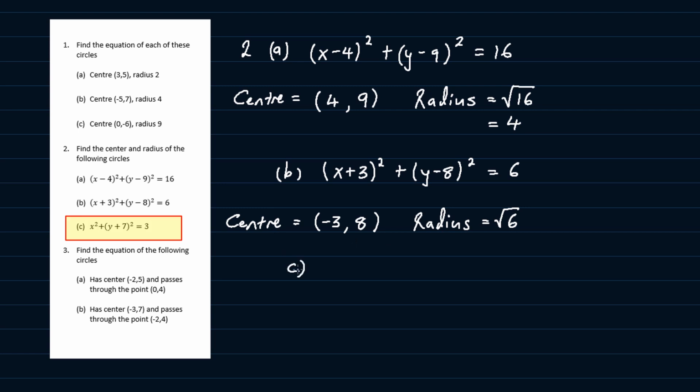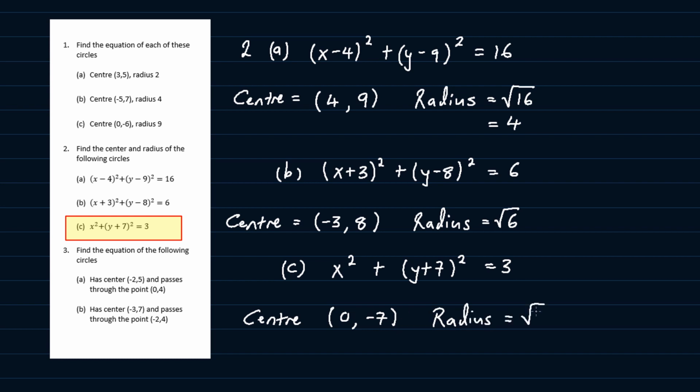Then on part C, we have x squared plus y plus 7 squared is equal to 3. So here, the x coordinate for the center is actually 0, and here the y coordinate is minus of 7, which is minus 7. And as for the radius, it's going to be the square root of 3. So that's how we find the center and radius of the circles. Let's go on to number 3.